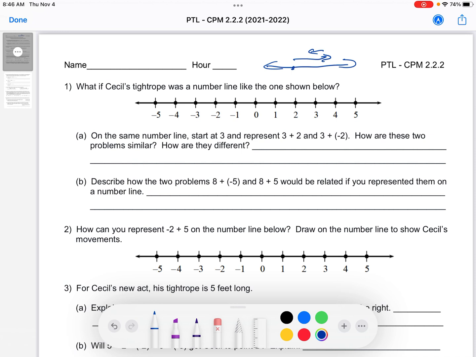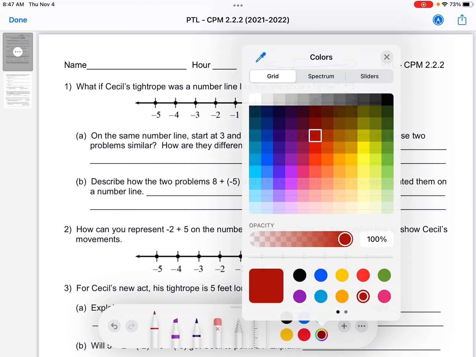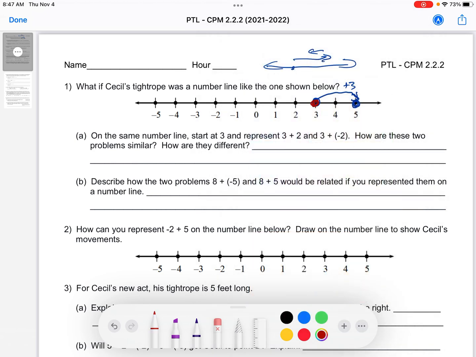So here we are at 3, right? And 3 plus 2, so I could start at 3. This would be my 3 plus 2. And where did I end up? We ended up at 5 on this one. But if I go 3 plus a negative 2, I start at that 3 again, but the plus negative 2 is going to take me back, right? So that's a plus negative 2, also a subtraction of 2, where I end up here at 1.